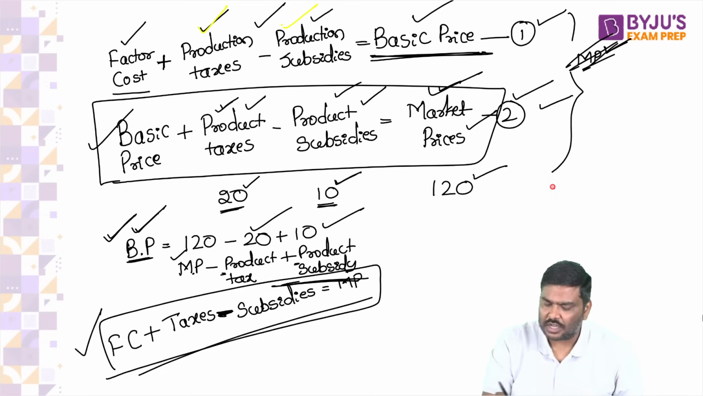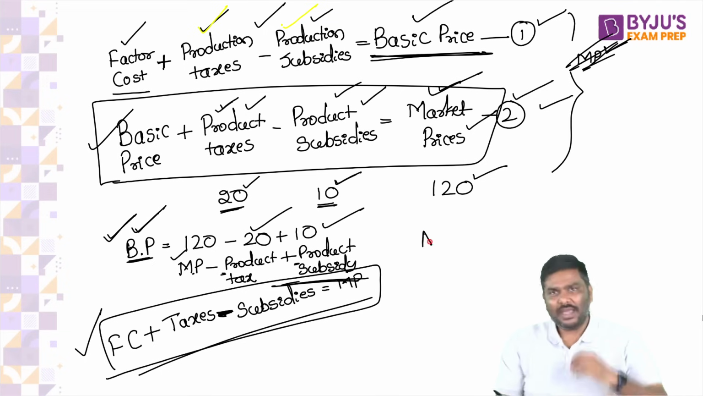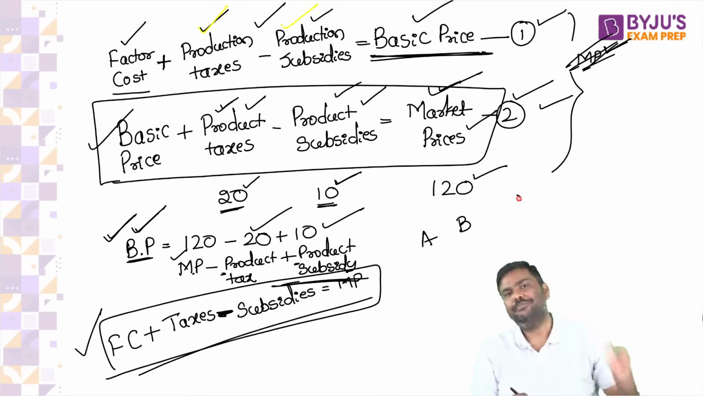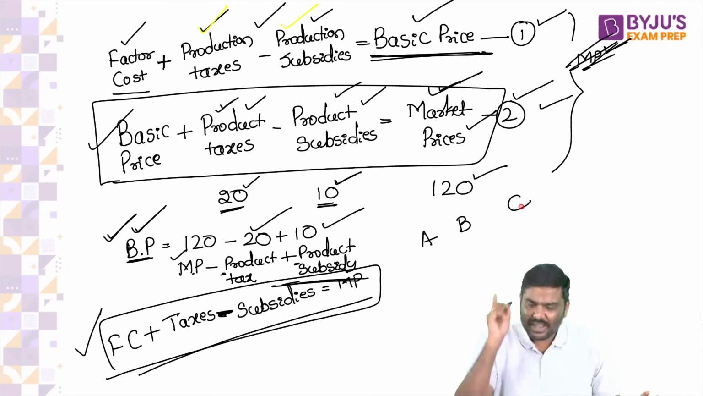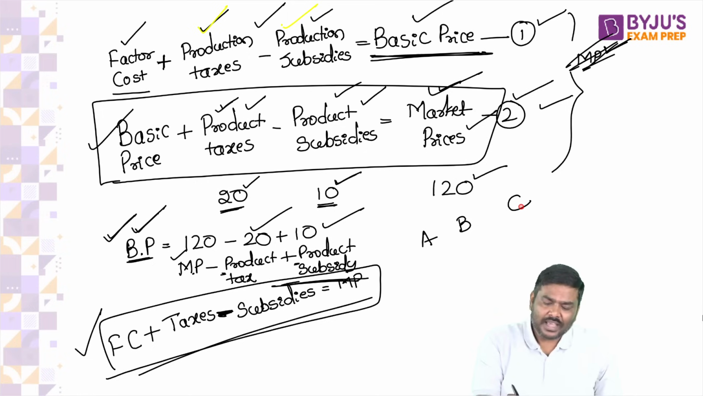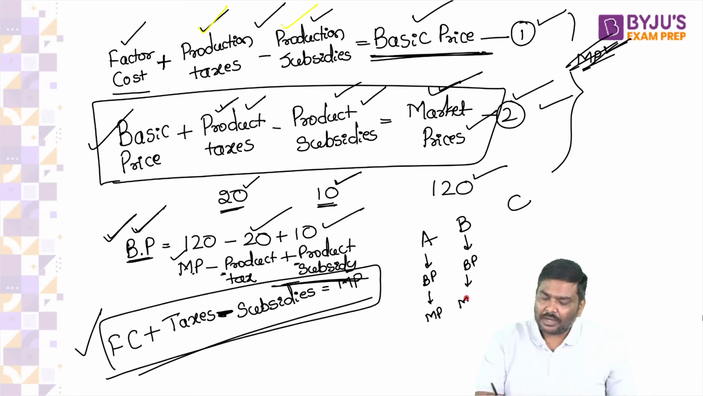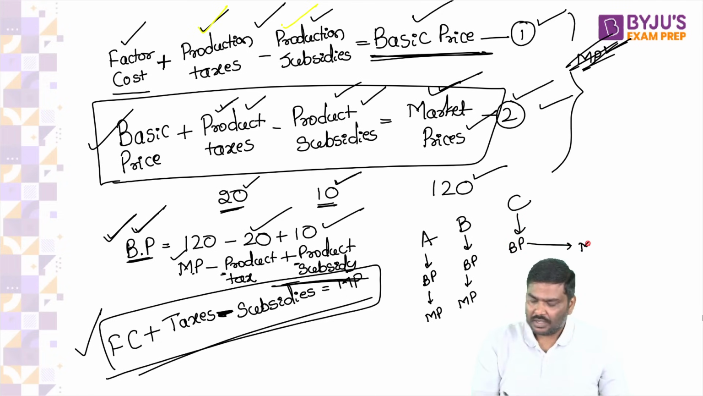Before you say, sir, very, very difficult. Imagine there are three companies, A, B, and C. Now, does it make sense to you? Please tell me. I will calculate basic prices for company A, then calculate market prices. I will calculate basic prices for company B, then calculate market prices. I will calculate basic prices for company C, then calculate market prices. Now, please answer this question.